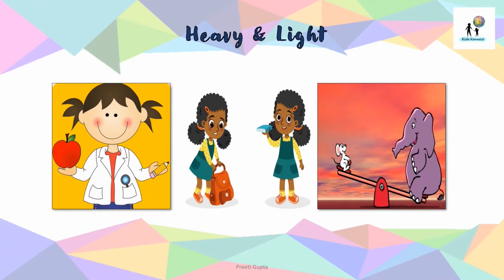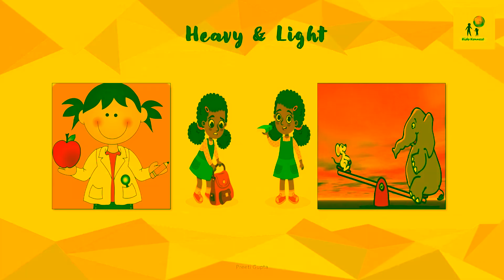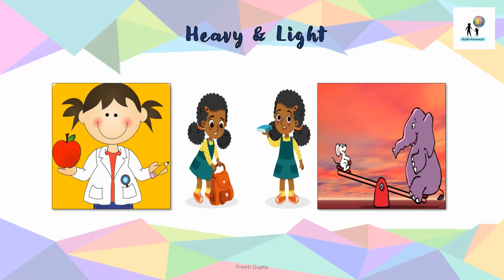Next concept is heavy and light. This concept is based on the difference in the weight of the objects. Few objects are heavier than the other objects. For example, in the picture, the apple is heavier than the pencil. The bag the girl is carrying is heavier than the book she is carrying. An elephant is heavier than the mouse.